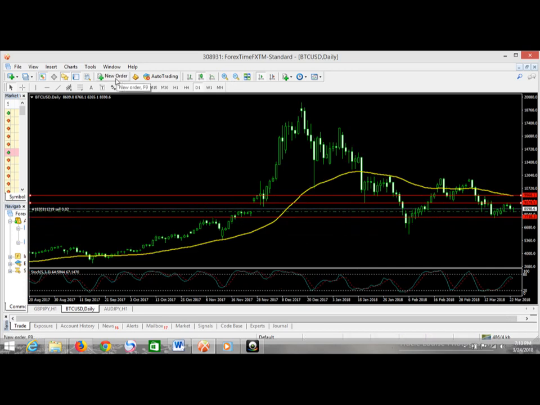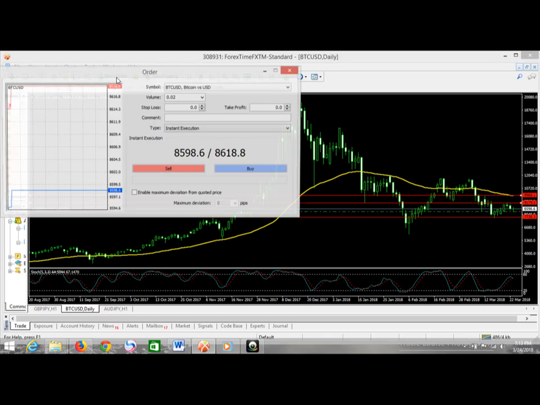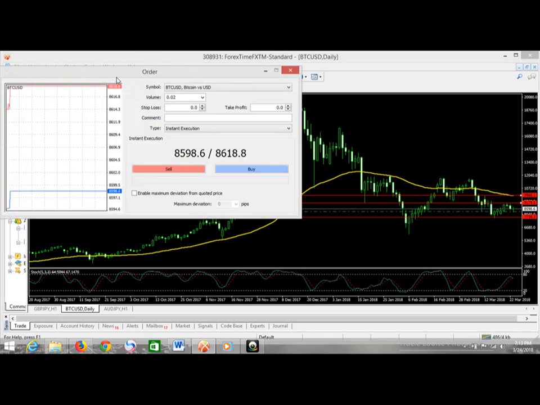You click on this new order. You see new order, you click on new order. This window will open. The first thing you're going to see there is the symbol. The symbol is Bitcoin versus USD, that is Bitcoin paired with United States dollars.